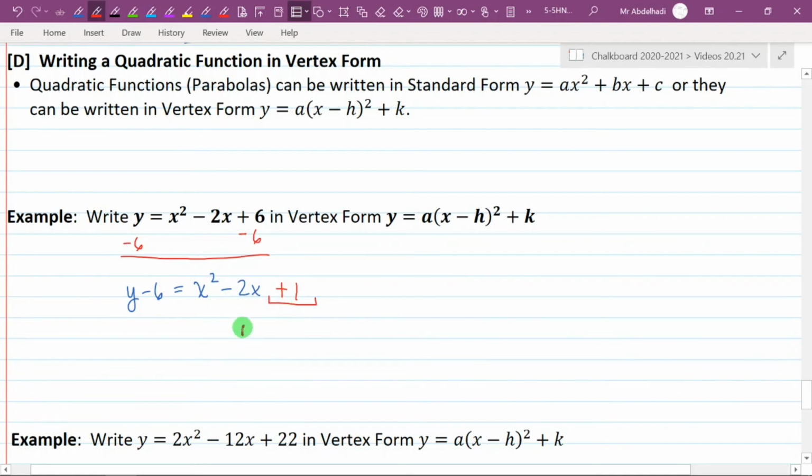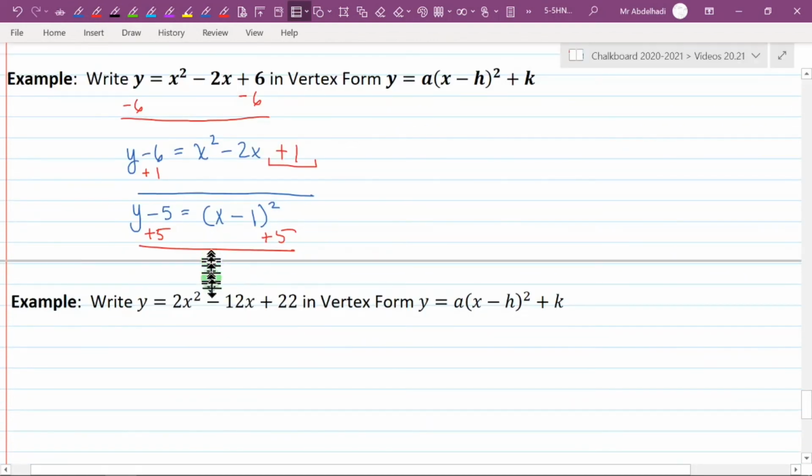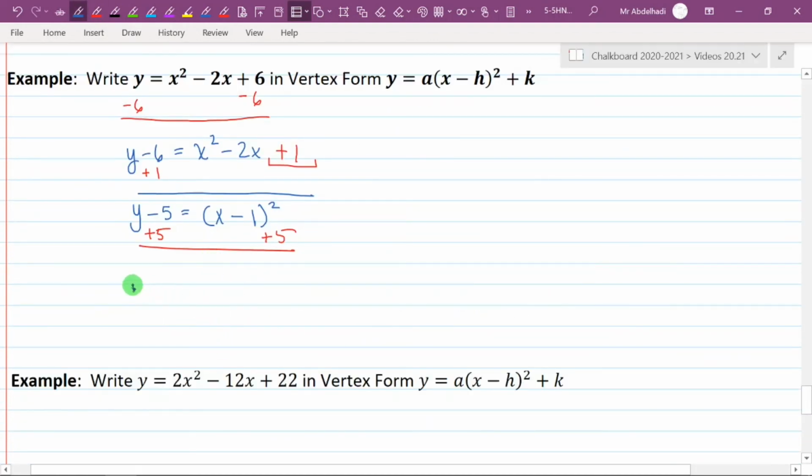The only thing is, you can't add 1 to this side of the equation without adding 1 to this side. So we'll also add a plus 1 to this side. Now this becomes y minus 5, and this side is the perfect square trinomial, x minus 1 squared. Now the last step, you can see we're almost done, is just to get the k from this side to this side. So we'll just add 5 to both sides. And what we have now is y equals, which is what we wanted. We have x minus 1, the quantity squared, plus 5, and there it is.